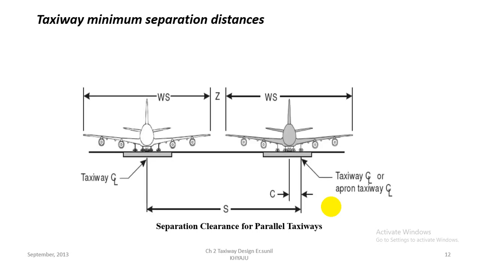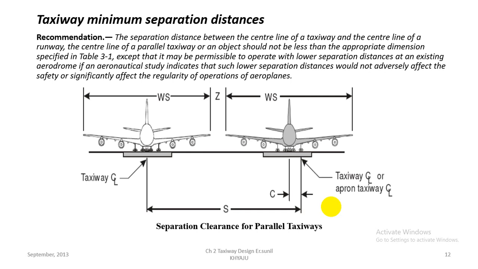Taxiway minimum separation distance. The ICAO recommendation: the separation distance between the center line of the taxiway and the center line of a runway, the center line of a parallel taxiway or an object should not be less than the appropriate dimension specified in Table 3.1. Except that it may be possible to operate with lower separation distances at an existing aerodrome if an aeronautical study indicates that such lower separation distances would not adversely affect the safety or significantly affect the regularity of operation of aeroplanes. Then the minimum separation distance between two parallel taxiways is determined from the figure, that is S equals half of the wingspan of the first aircraft plus half of the wingspan of the second aircraft plus the clearance between the two aircraft.